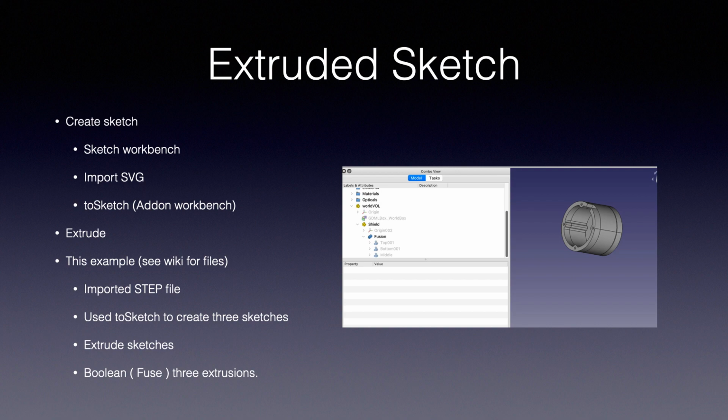This is another example of the use of extruded sketches. What you have here is an imported STEP file, and using the 2D sketch add-on workbench, 3 sketches have been created at various cross sections. These have then been extruded, and then the extrusions have been fused together in a Boolean, and that's created the final object.